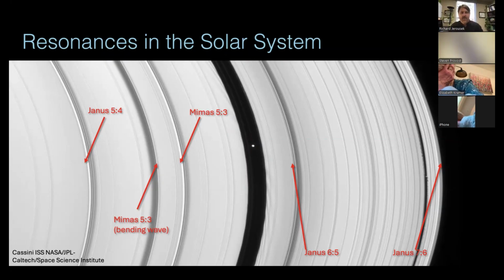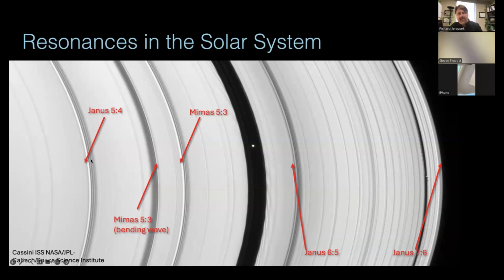And so there are places where, just by the positions that they're at compared to different moons, ring particles will go around, say, for example, 5 times for every 4 times the moon way out here, Janus, goes around. That creates what's called an orbital resonance. And one of the things that's nifty about Saturn's rings is where you have these orbital resonances, they trigger what are called spiral density waves.